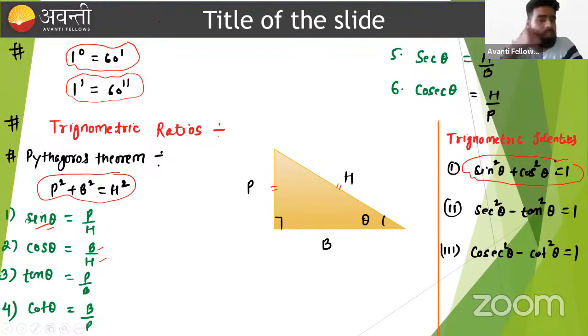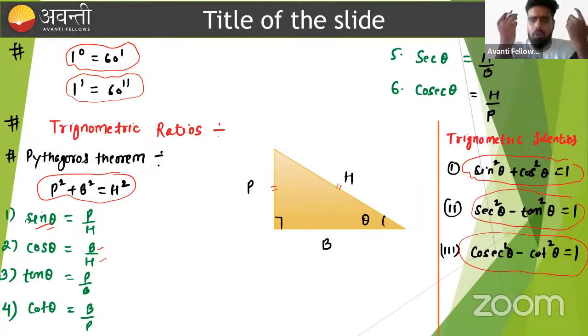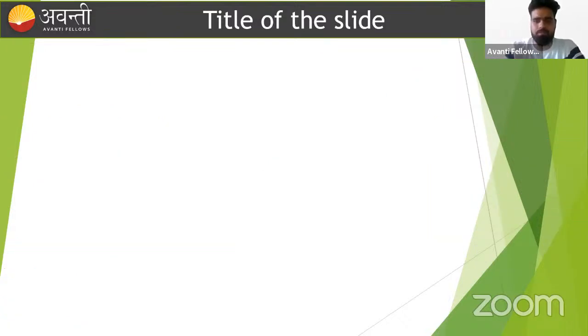Sin square theta plus cos square theta is equal to 1. Sec square theta minus tan square theta equal to 1. And cosec square theta minus cot square theta equal to 1. We have to remember these basic identities also, and God knows at which point of time these identities will help you. Okay, so we have to prepare for this.